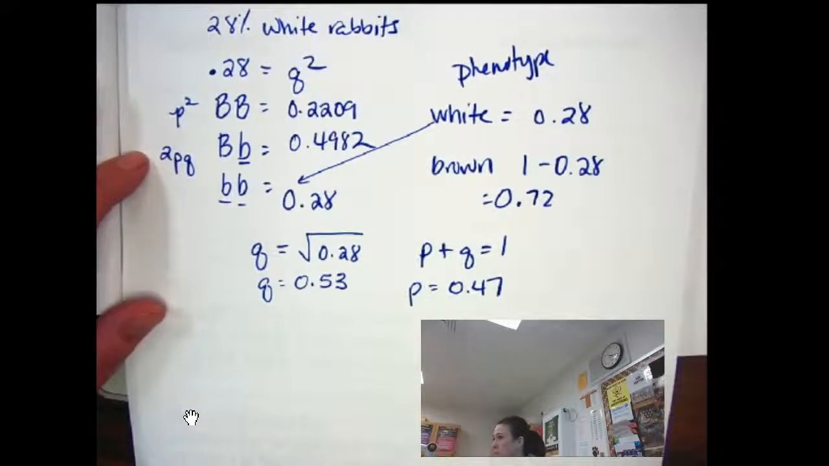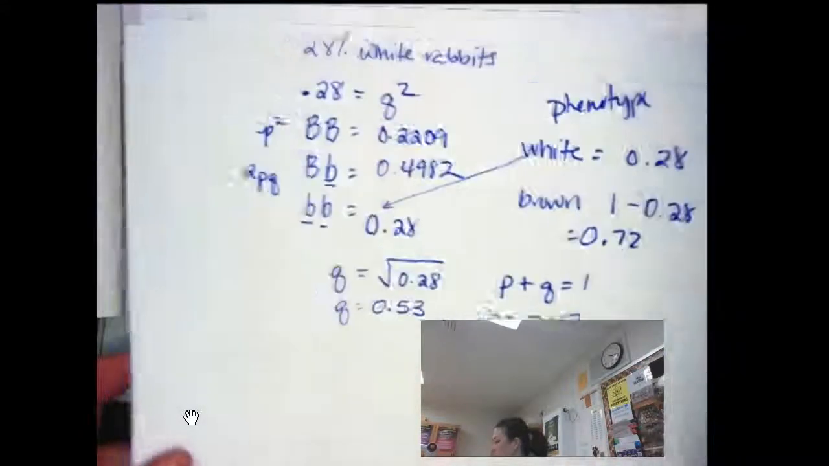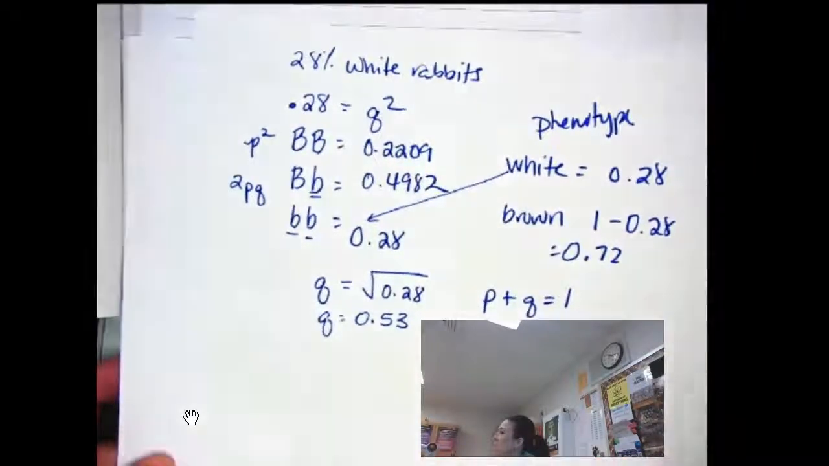How are we feeling on that one? That one was a lot like number 1. They just gave us less information.